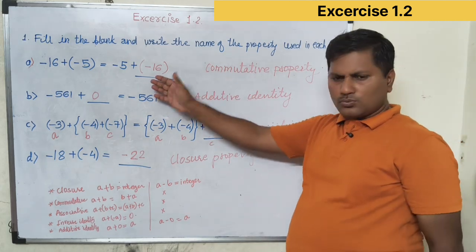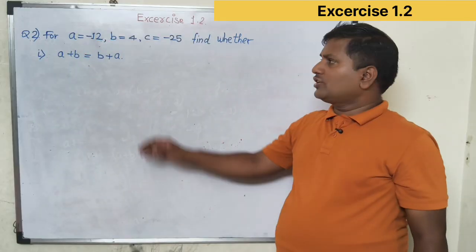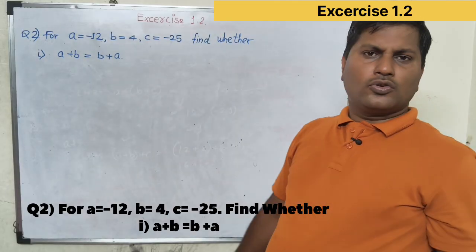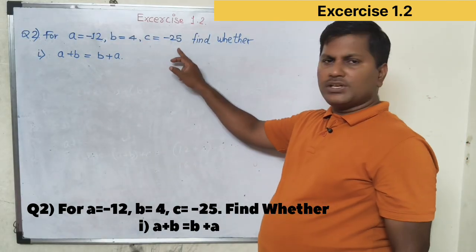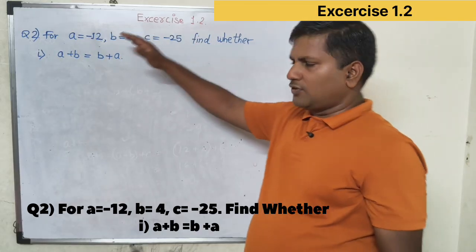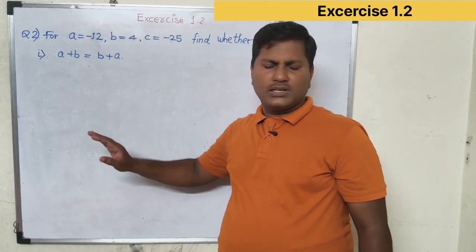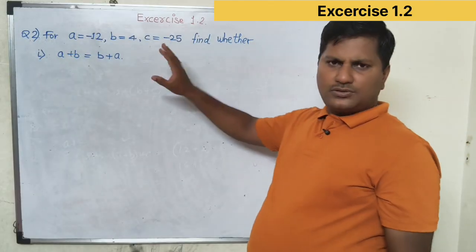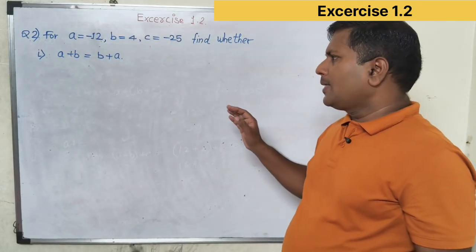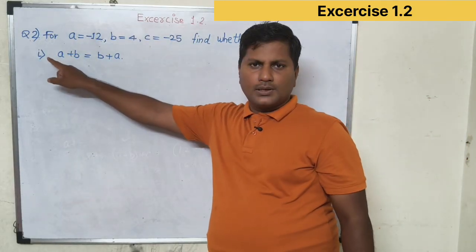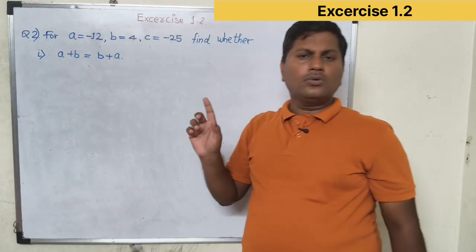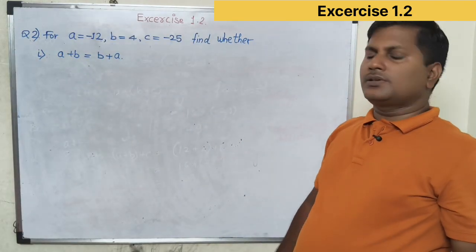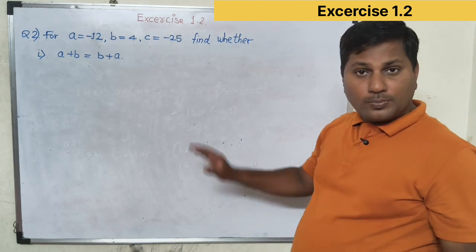Next, question number 2. For A is equal to -12, B is equal to 4 and C is equal to -25, find whether the following properties hold. Some properties are given, you have to solve and tell whether they tally with each other or obey the property. First, A plus B is equal to B plus A. So this is the commutative property.